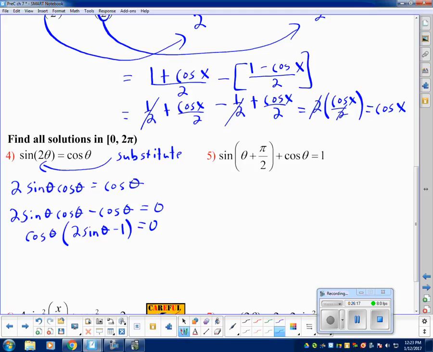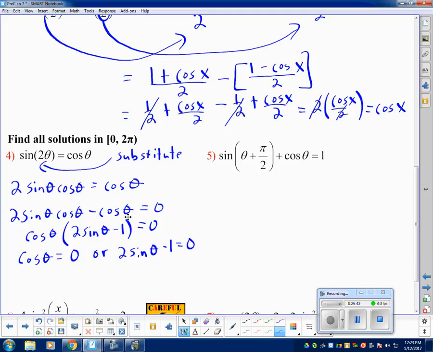Then the next step is called the zero product property. You learned it in Algebra 1, and you saw it again in geometry and then again in Advanced Algebra 2. This is why you are all here. You're good at this.